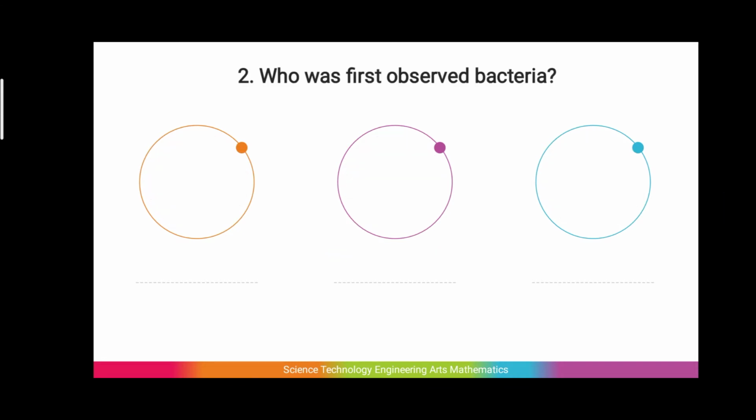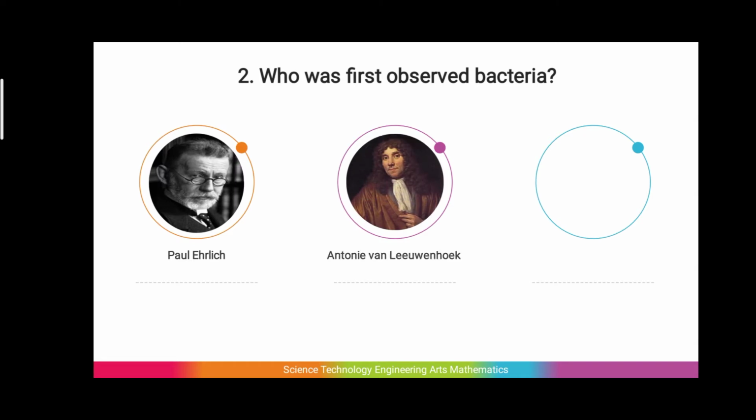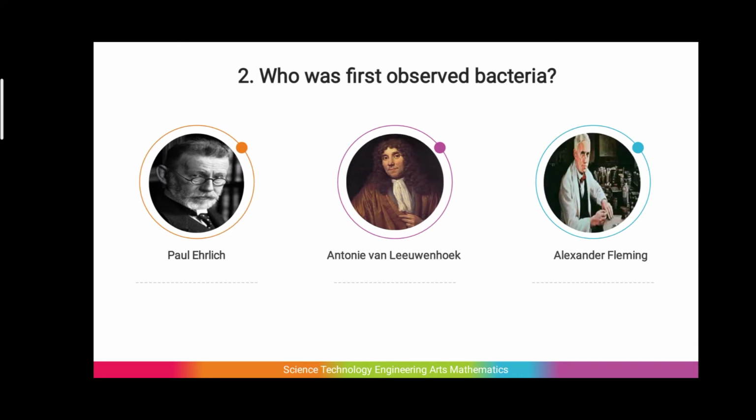Who first observed bacteria? Paul Ehrlich, Antony von Leeuwenhoek, Alexander Fleming. Answer: Antony von Leeuwenhoek.